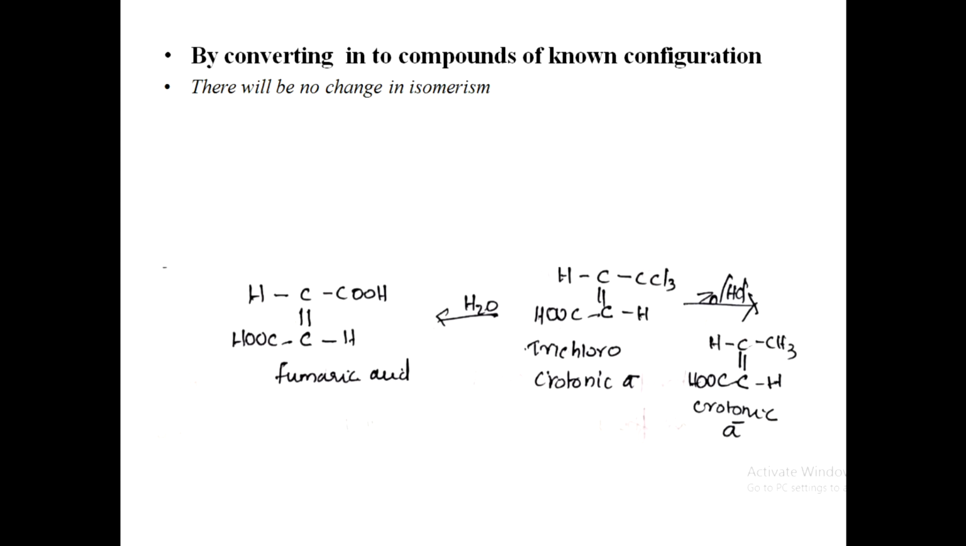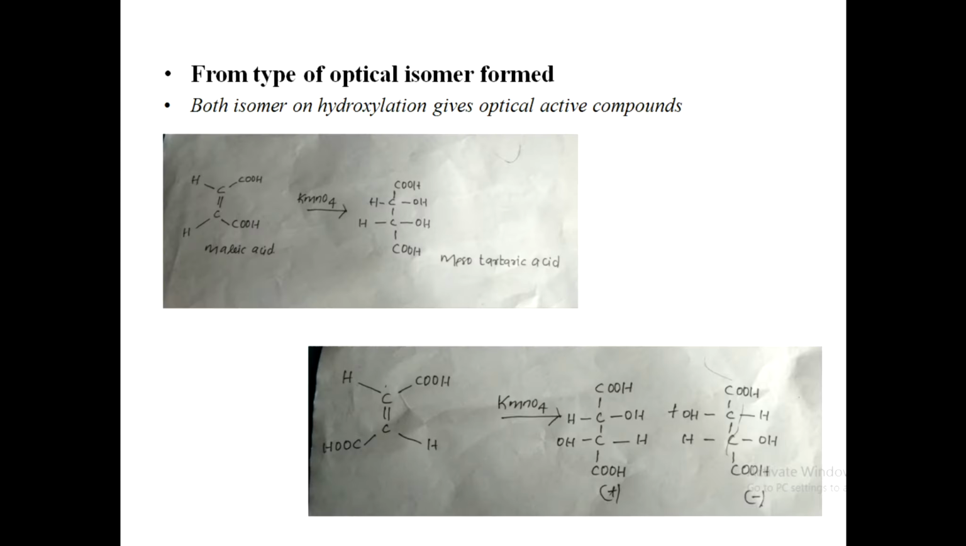And the final method is from the type of optical isomer formed. Both geometrical isomers, on hydroxylation, give us optically active compounds, for example tartaric acid. Maleic acid, when it reacts with potassium permanganate, gives meso-tartaric acid. And fumaric acid, when it undergoes reaction with potassium permanganate, gives the plus or minus forms of tartaric acid. And this is about the determination of configuration of geometrical isomers, that is, chemical methods and physical methods.